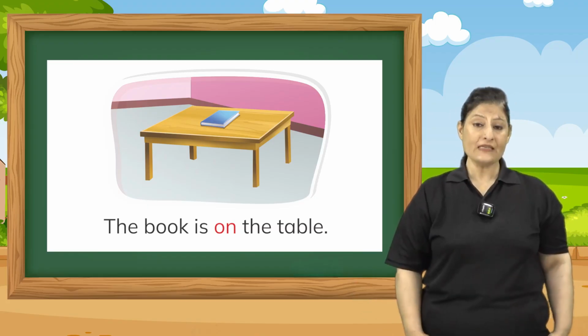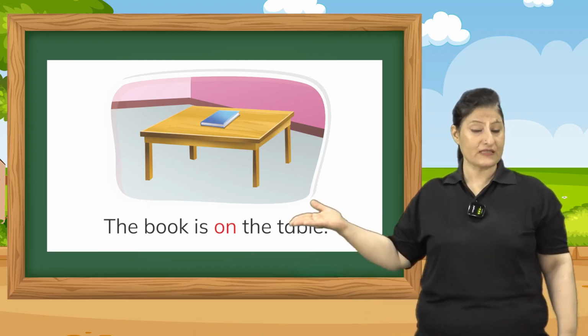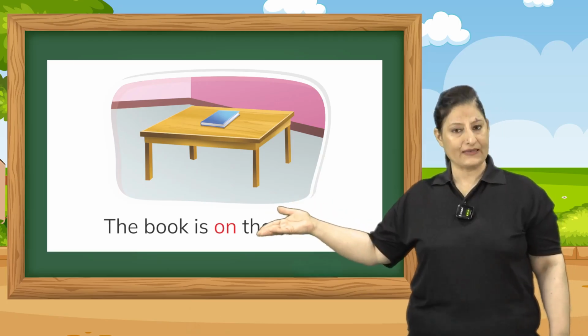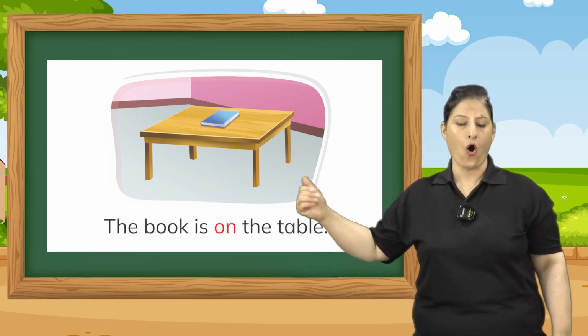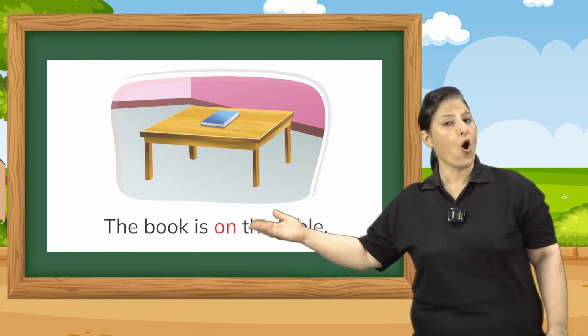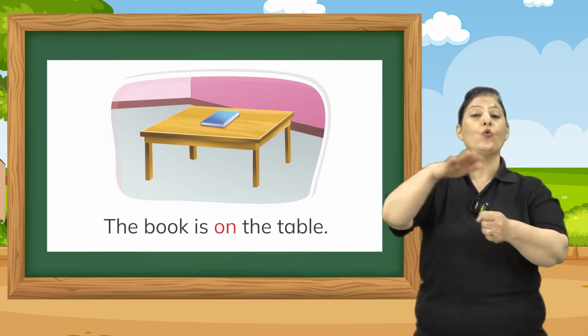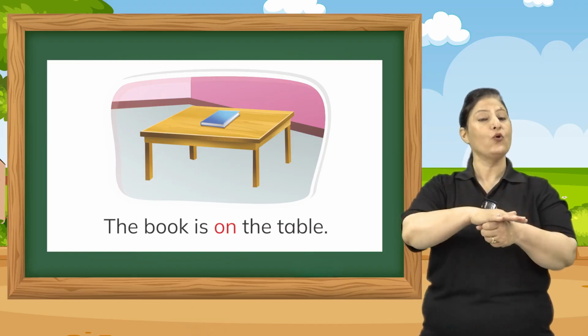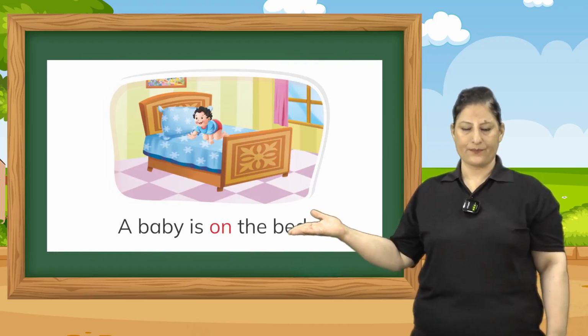Now, can you see the preposition in red color? O-N. On. What preposition are we going to use? On. On means ऊपर, किसी भी चीज के ऊपर होना. Let's look at the another example.